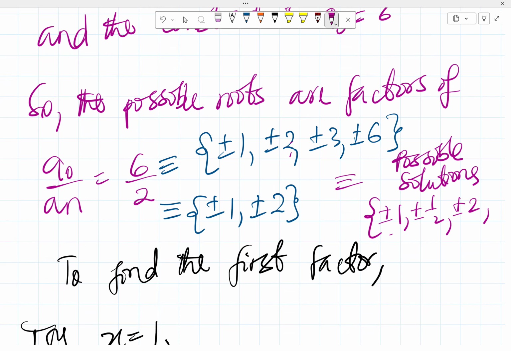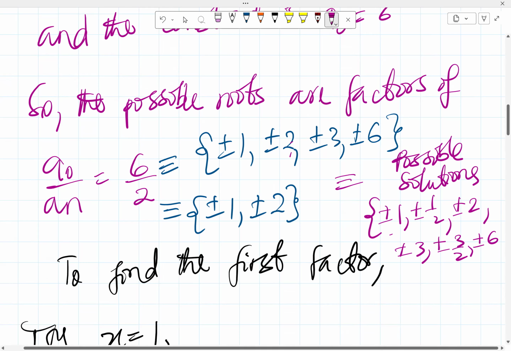Plus or minus 3 over plus or minus 1, that's plus or minus 3. Then plus or minus 3 over plus or minus 2, you have plus or minus 3 over 2. Then plus or minus 6 over plus or minus 1, that is plus or minus 6. Then plus or minus 6 over plus or minus 2, that's plus or minus 3 already. Okay, so these are the possible solutions.